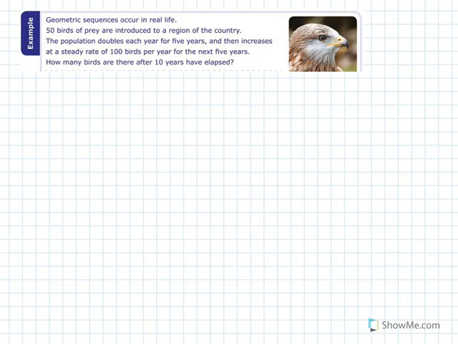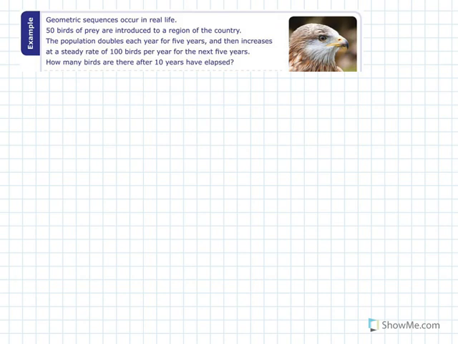Geometric sequences occur in real life. Yes, we've just talked about that. 50 birds of prey are introduced to a region of the country. The population doubles each year for 5 years and then increases at a steady rate of 100 birds per year for the next 5 years.